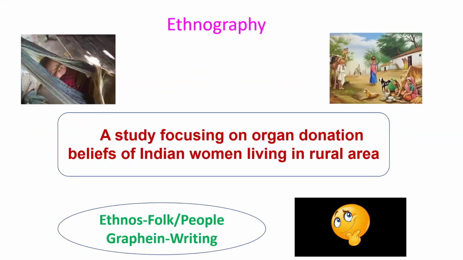And coming to ethnography, what do you mean by ethno? It means a group of people. Graphy means writing. So here, for example, I have quoted a study focusing on organ donation beliefs of Indian women living in a rural area. What about their beliefs or perception towards organ donation? If you want to take a group of people in a particular community area, in a particular north side or south side, and obtain all the information from that particular area in written form, it is called ethnographic research.